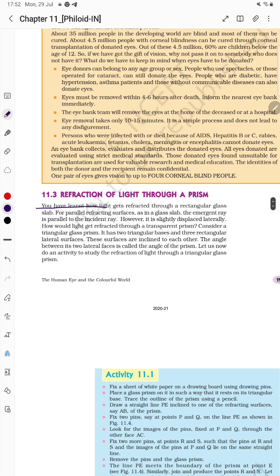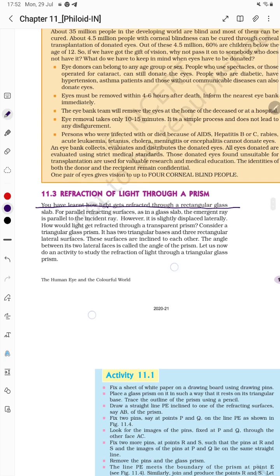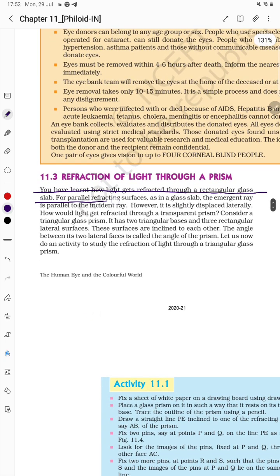You have learnt how light gets refracted through the rectangular glass slab with parallel refracting surfaces. In a glass slab, the emergent ray is parallel to the incident ray, however it is slightly displaced laterally. How would light get refracted through another transparent medium?